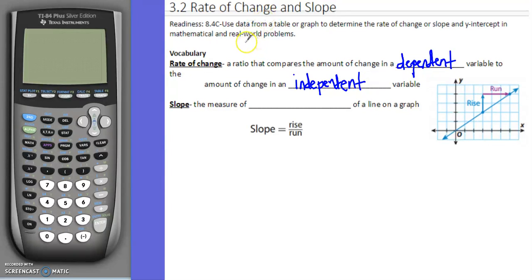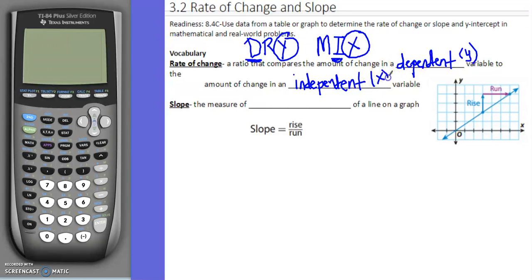Okay, if you remember, there is an acronym called DRY MIX. The dependent is on the y-axis, and the independent is on the x-axis. Slope, the measure of the steepness of a line on a graph.